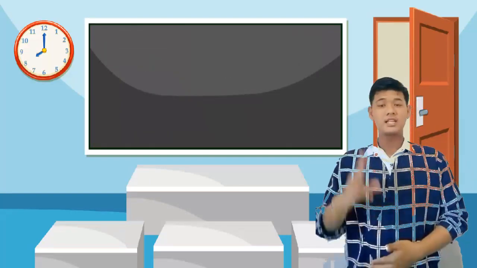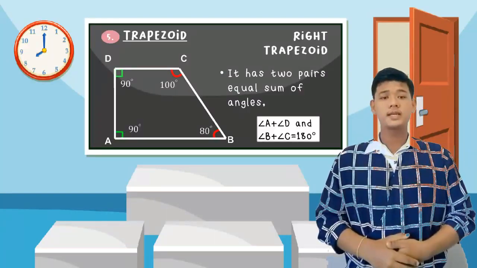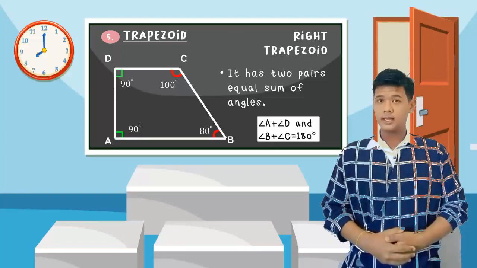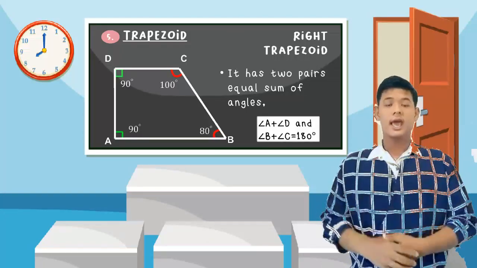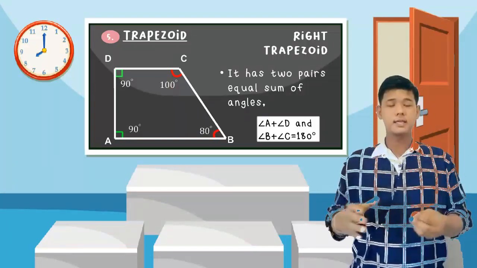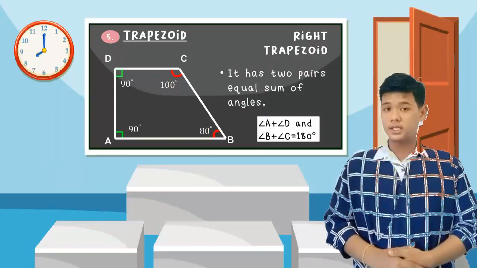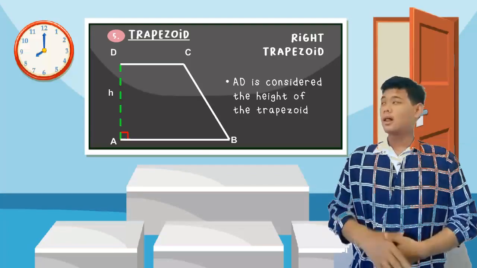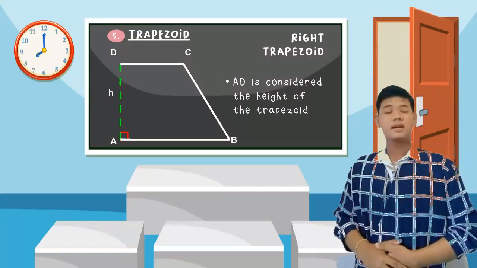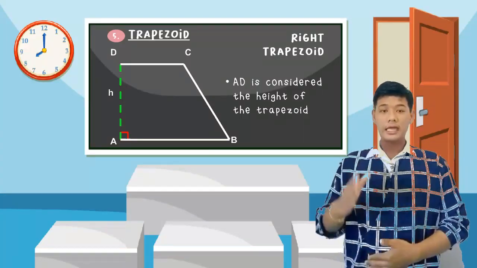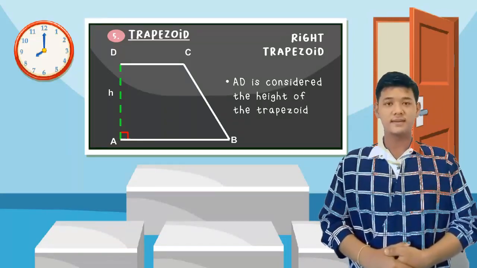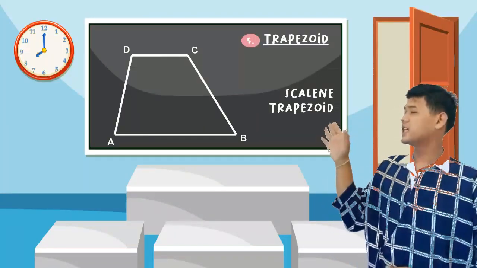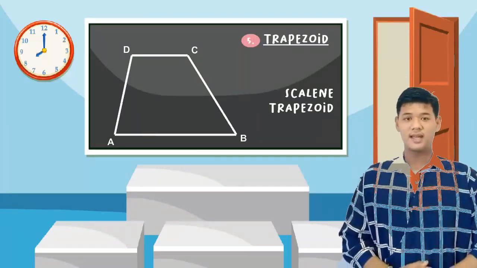3. It has two pairs of angles with equal sums: angle A plus angle D and angle B plus angle C equal 180 degrees. The last characteristic of a right trapezoid is that AD is considered the height of the trapezoid. Okay everyone, next, 3. Scalene trapezoid.